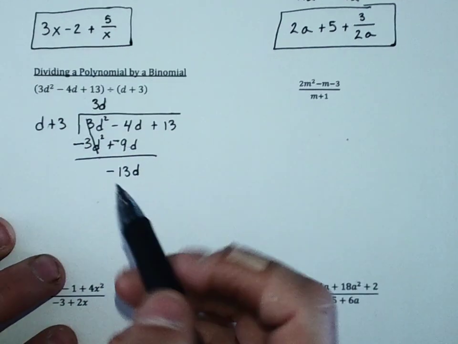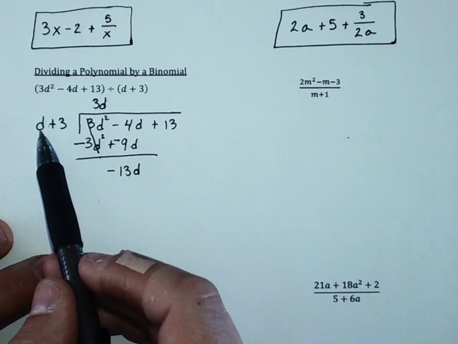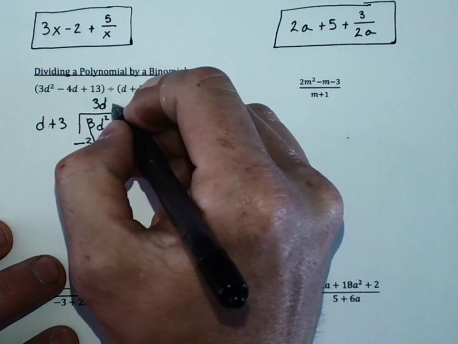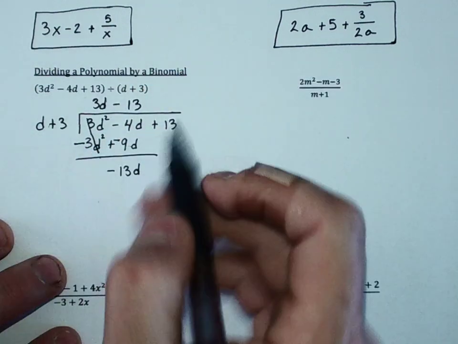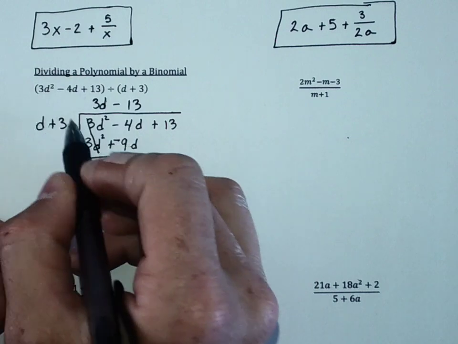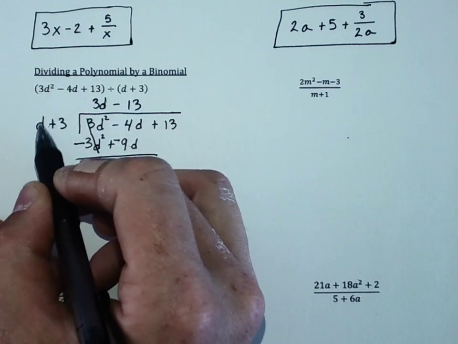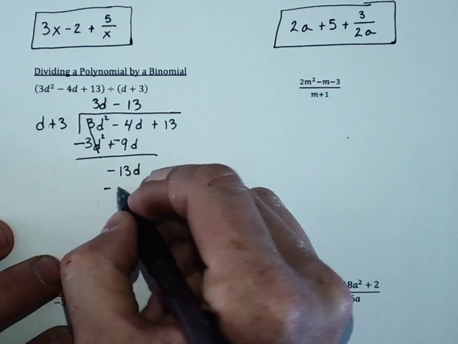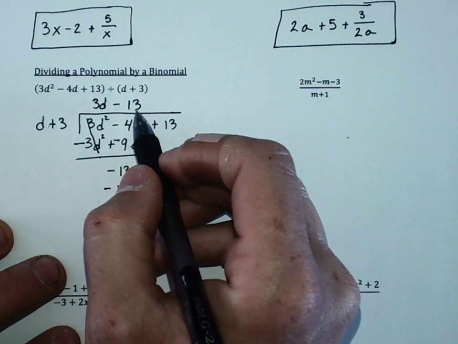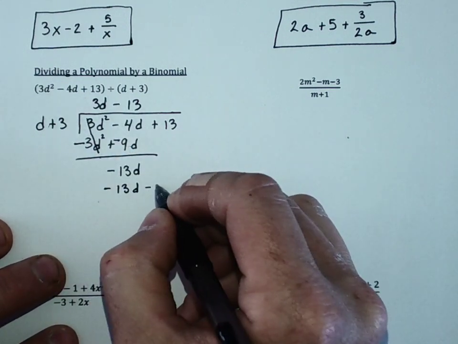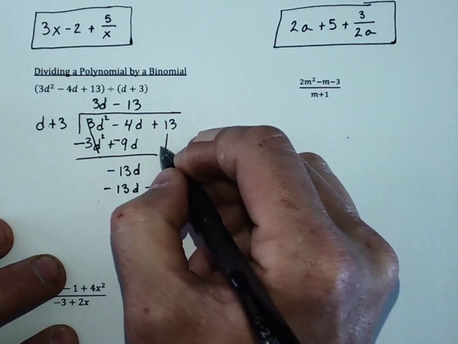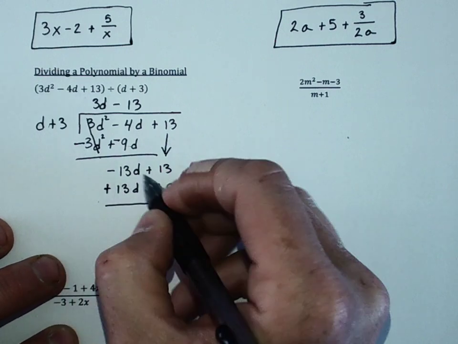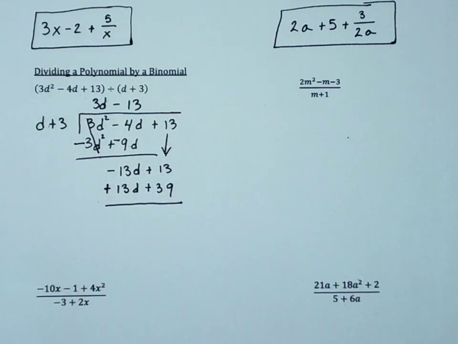And then I ask myself that question again. What do I multiply d by to get negative 13d? Negative 13. I take this negative 13 and I multiply it to this whole thing. I distribute it. I multiply it to the d and I multiply it to the 3. So I take negative 13 times d, which is negative 13d. And I take negative 13 times 3, which is a negative 39. I bring down the positive 13. And I subtract, which in this case is really adding both of them.